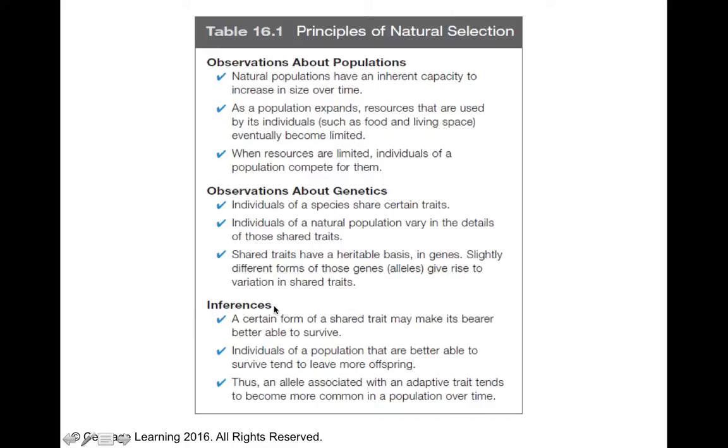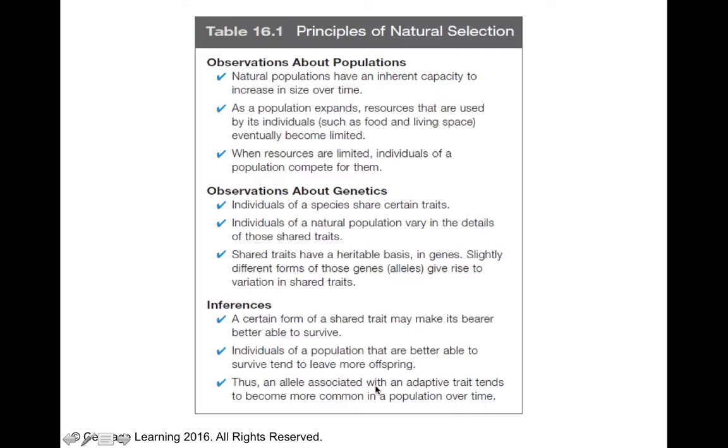So now we got to go to some inferences. Okay. A certain form of a shared trait may make its bearer better able to survive. Cool? Some forms might be better than others to help you survive. Individuals of a population that are better able to survive tend to leave more offspring. Fair enough. It's hard to make babies if you're dead, so I'll go with that point. Thus, an allele associated with an adaptive trait tends to become more common in a population over time. Fair enough. I'm cool with that.